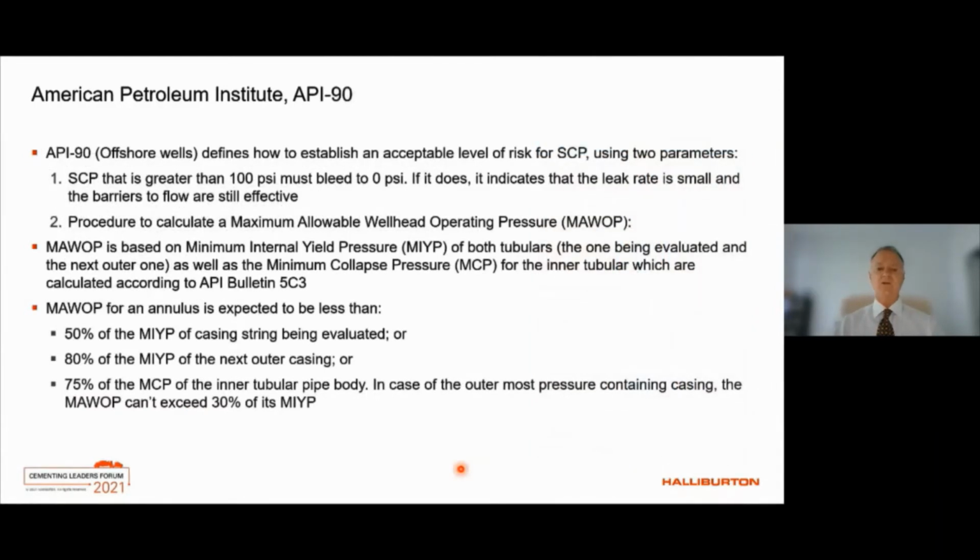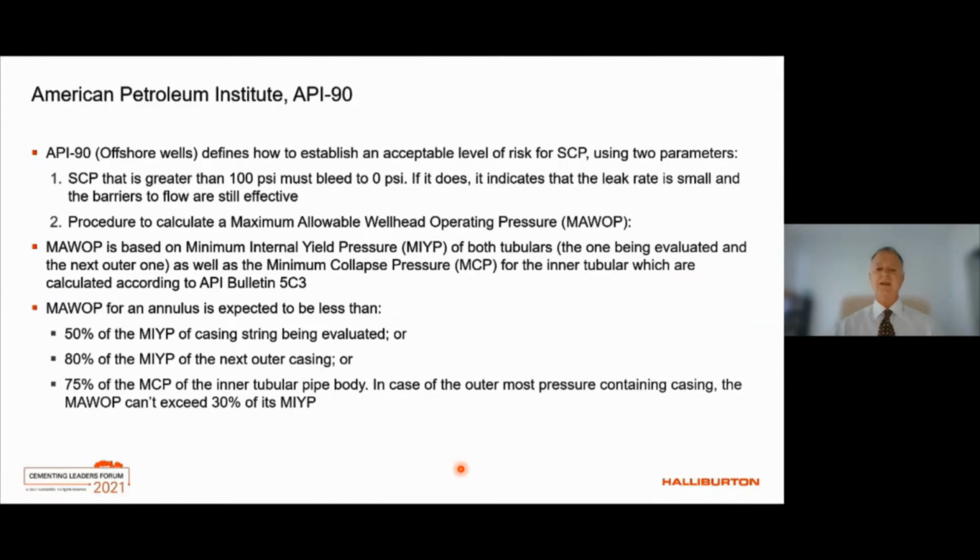The API also published a document, American Petroleum Institute Standard 90, for offshore wells that goes into more detail of how to establish an acceptable sustained casing pressure risk level using two parameters. The first is, if any annular pressure greater than 100 psi can be bled to zero, then the leak rate is considered small and the annular barriers can be classified as effective.